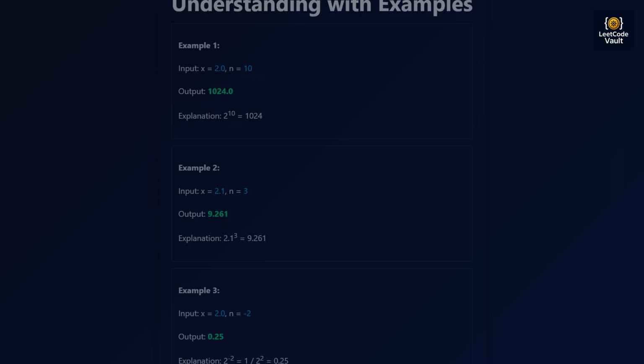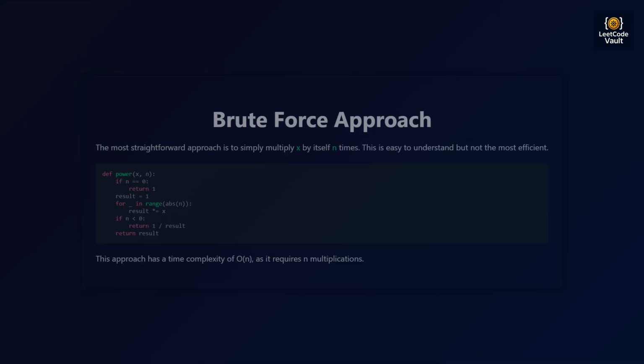Finally, let's handle a larger number. If x is 2.0 and n is 10, we should get 1024.0. These examples highlight the different scenarios we need to accommodate in our solution. Understanding these edge cases is crucial for building a robust and correct algorithm. Now, let's explore a straightforward approach before optimizing it.